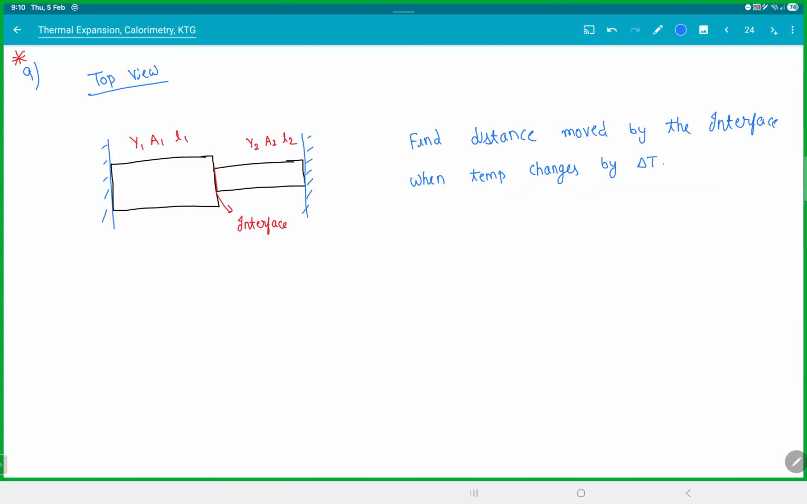Both the rods are elongated, both the rods are compressed. Rod 1 is elongated, rod 2 is compressed. Rod 1 is compressed, rod 2 is elongated. So there will be four options. Do both have the same alpha?